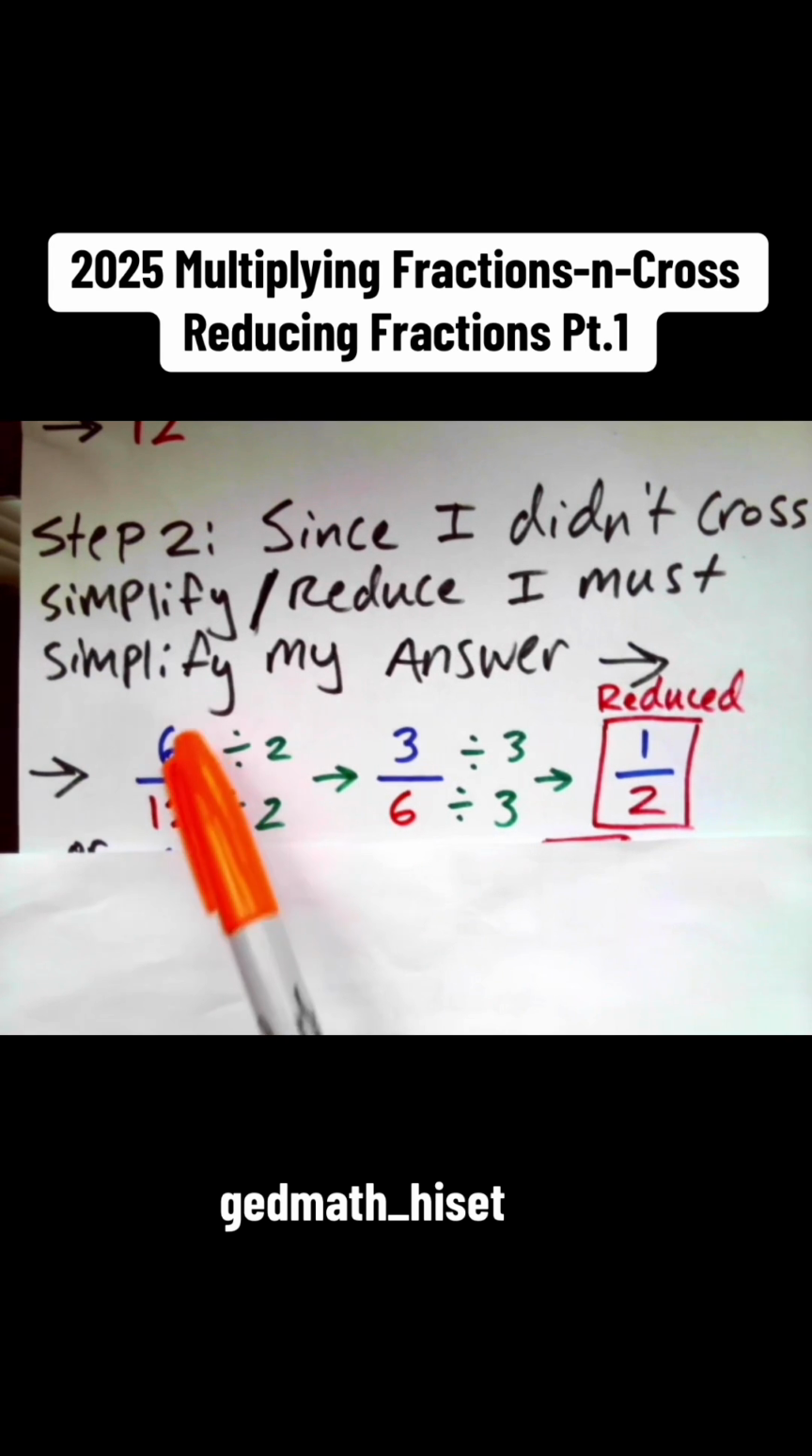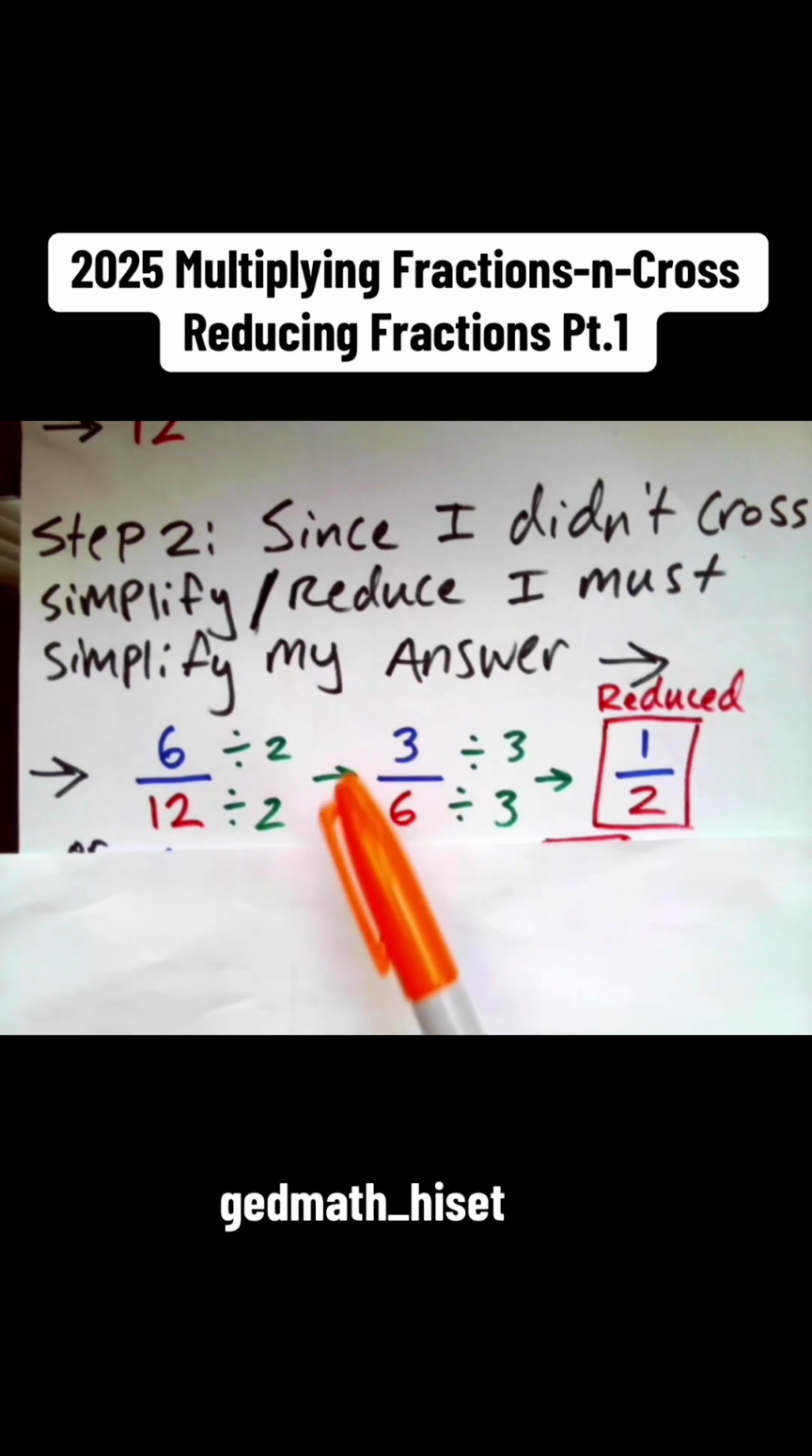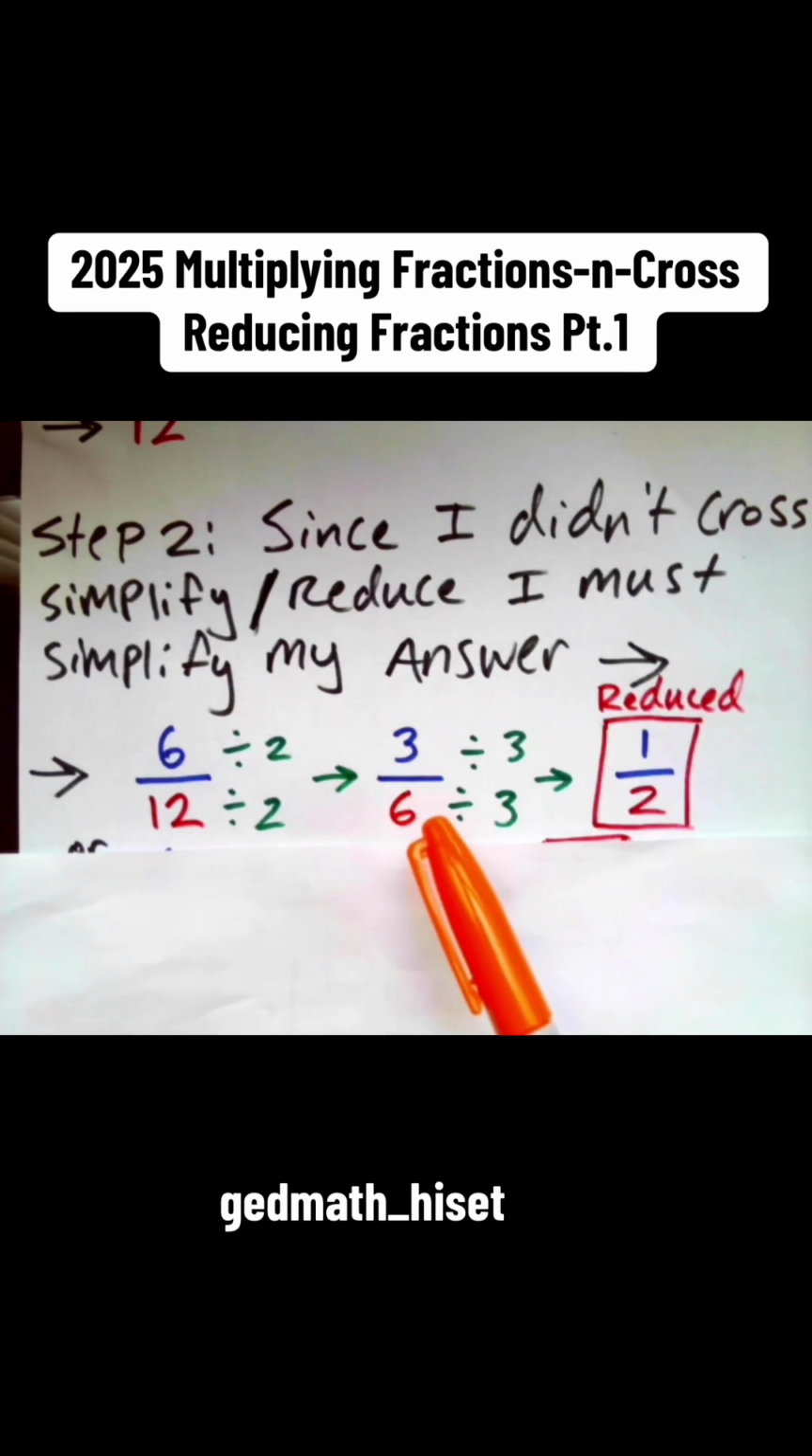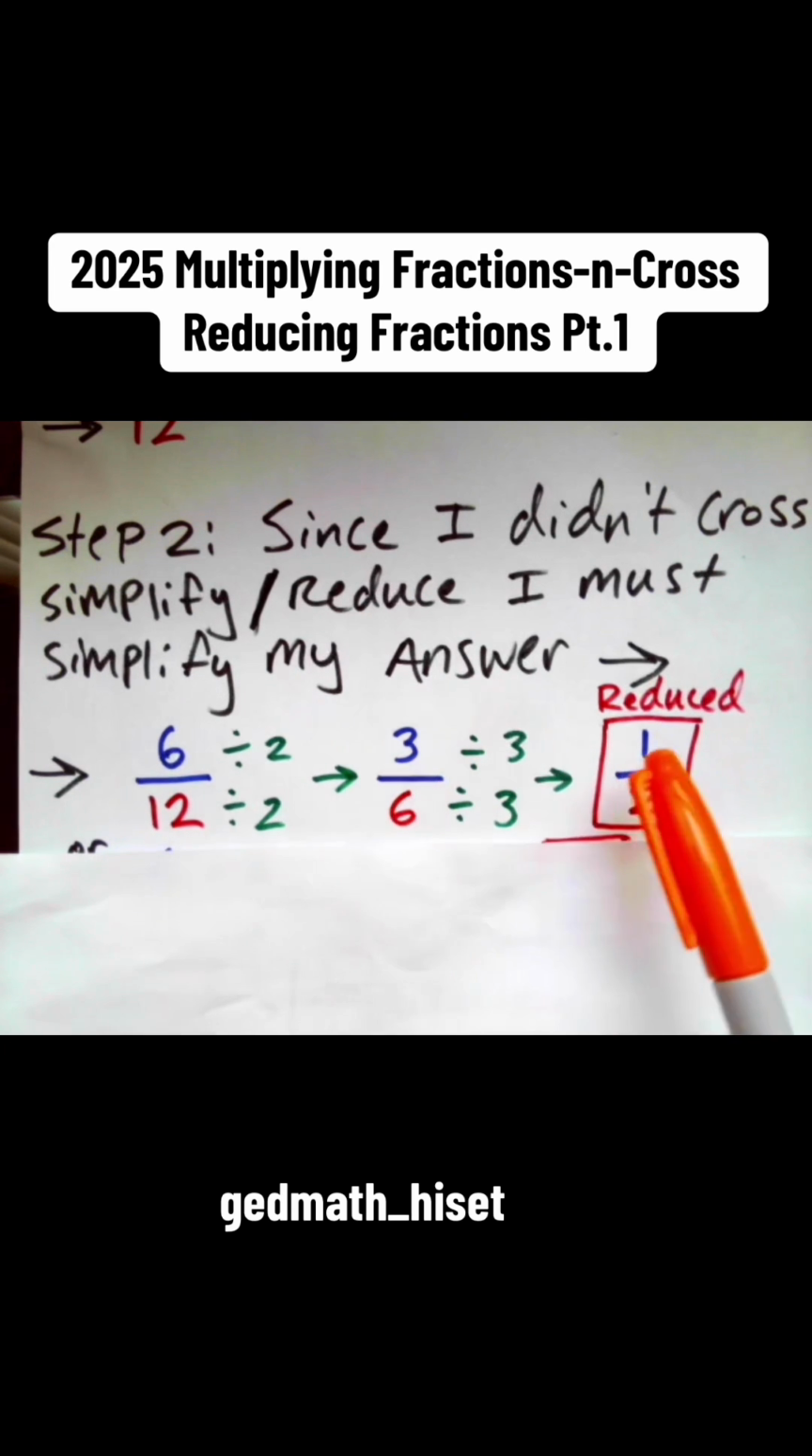I know I can divide 2 into 6 and 12. 6 divided by 2 is 3. 12 divided by 2 is 6. And I see here I can divide 3 into top and bottom. So I'm going to divide 3 into 3, which is 1. 6 divided by 3 is 2. This fraction is now reduced.